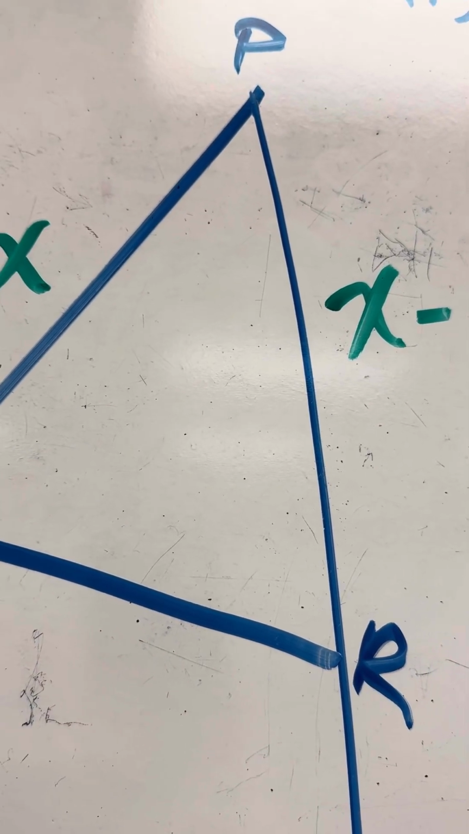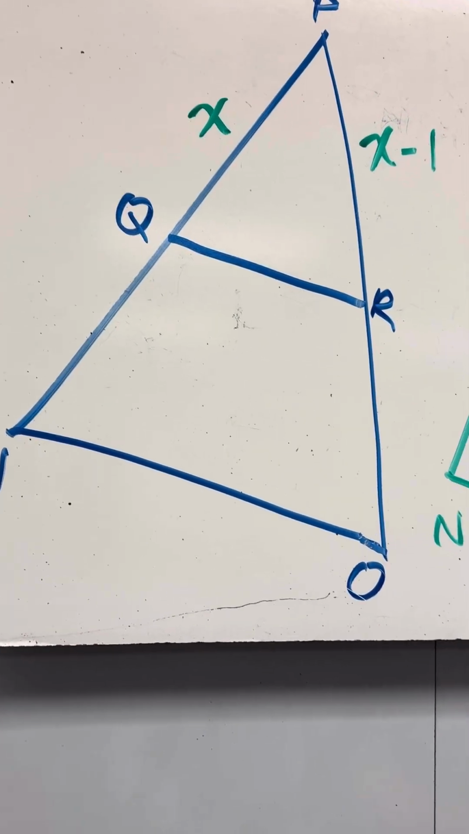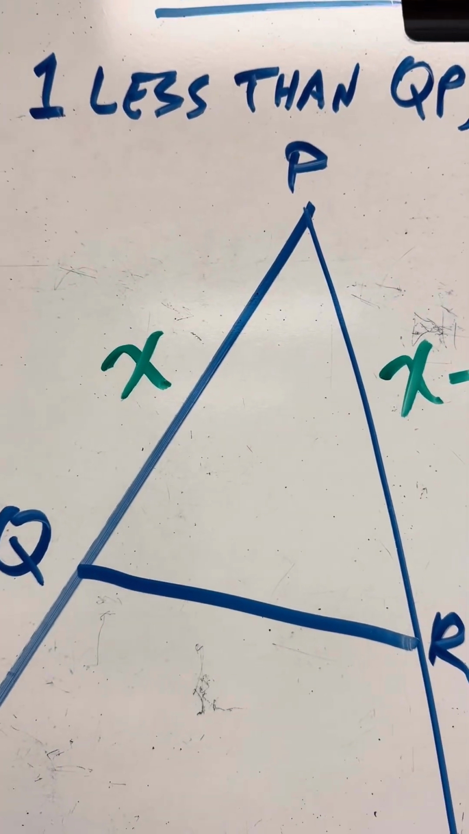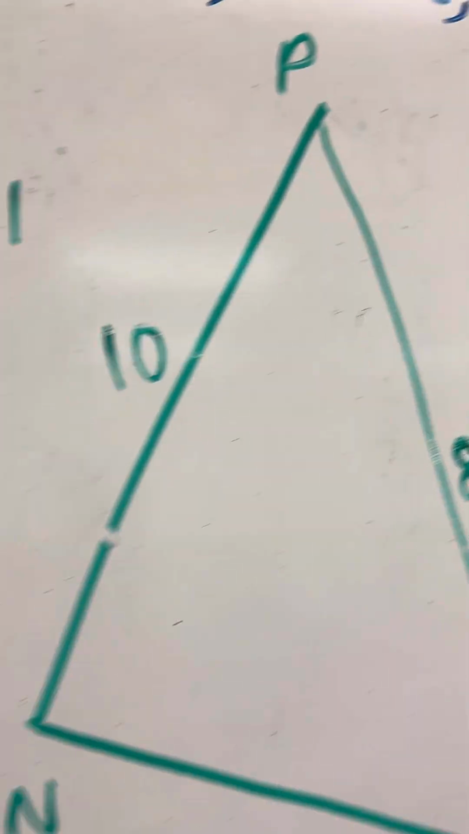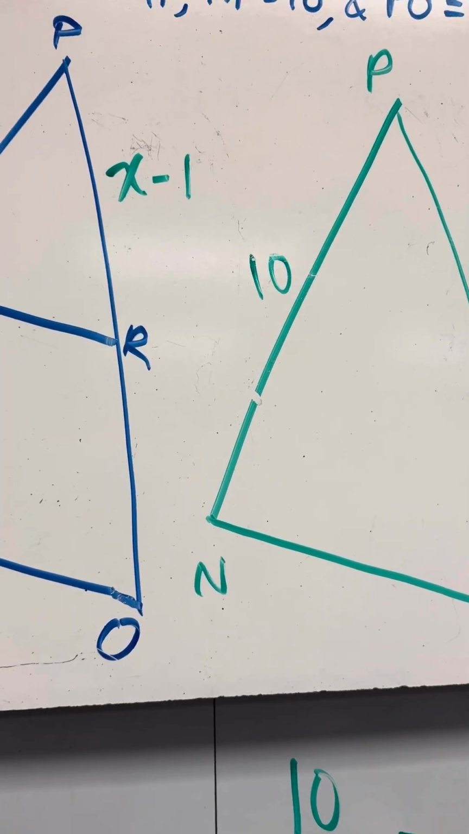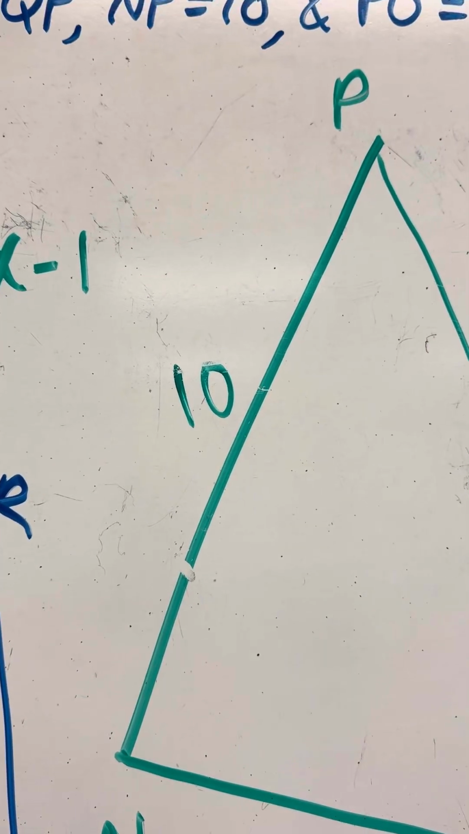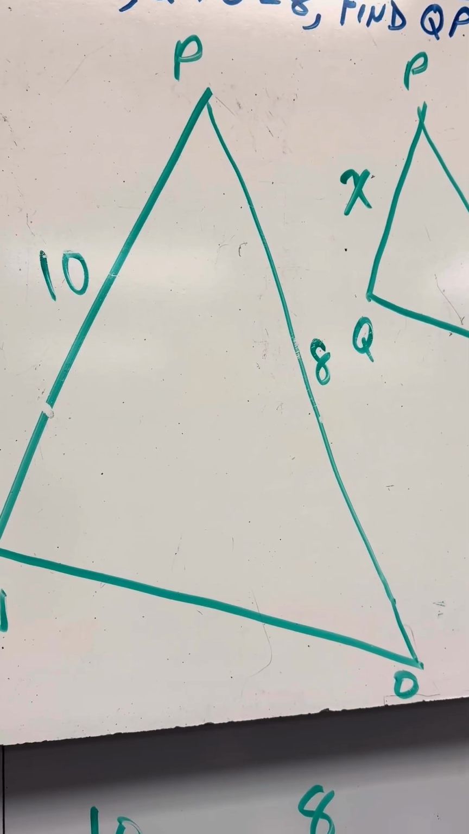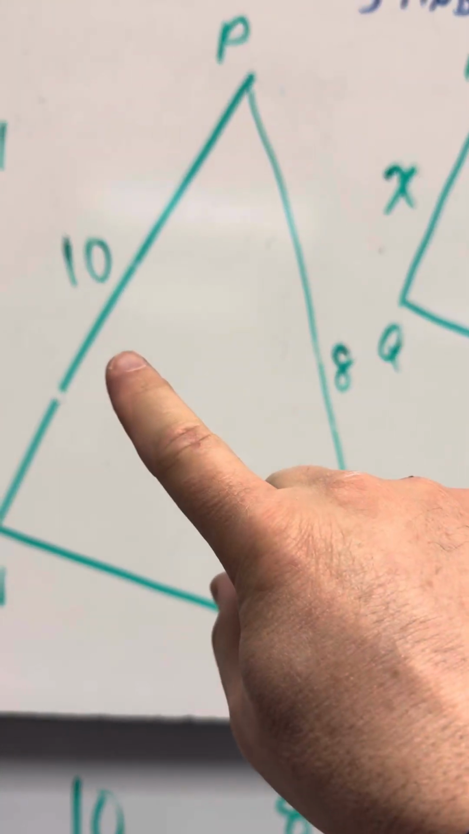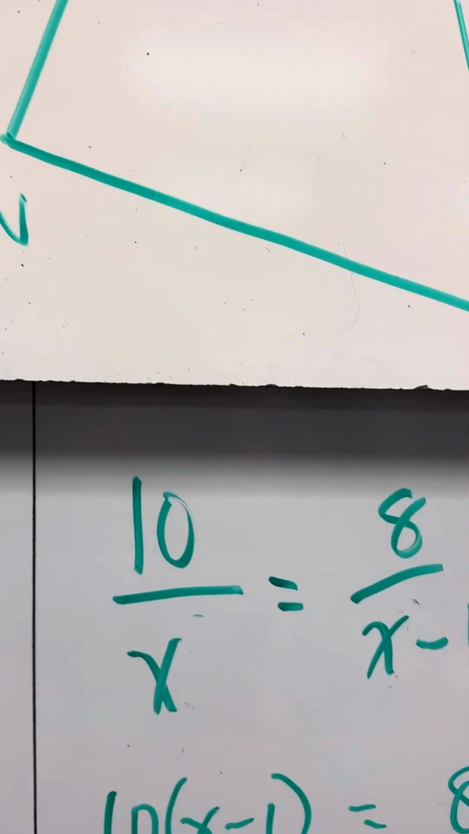Now, the best way to do these problems is to draw this as 2 separate triangles. The big one and the little one. This little one is here, and the whole big one is here. It says NP is 10. So that is 10 right there. PO is 8. So 8 right there. So now what we're going to do is say this: 10 is to X as 8 is to X minus 1. And we write it like that.